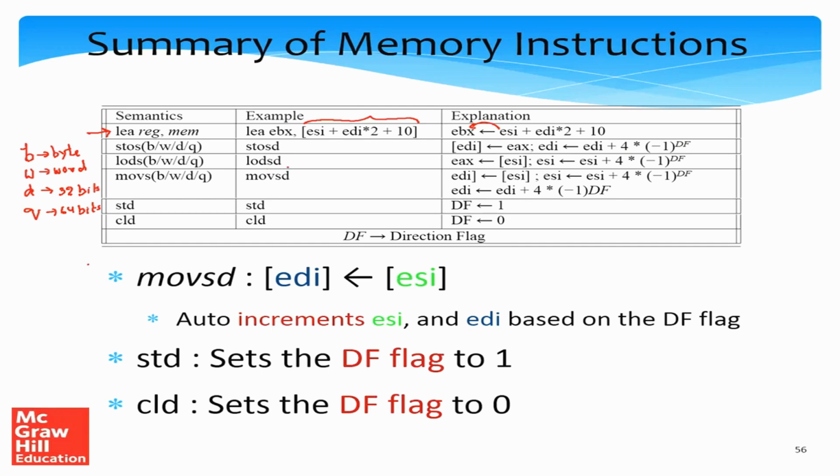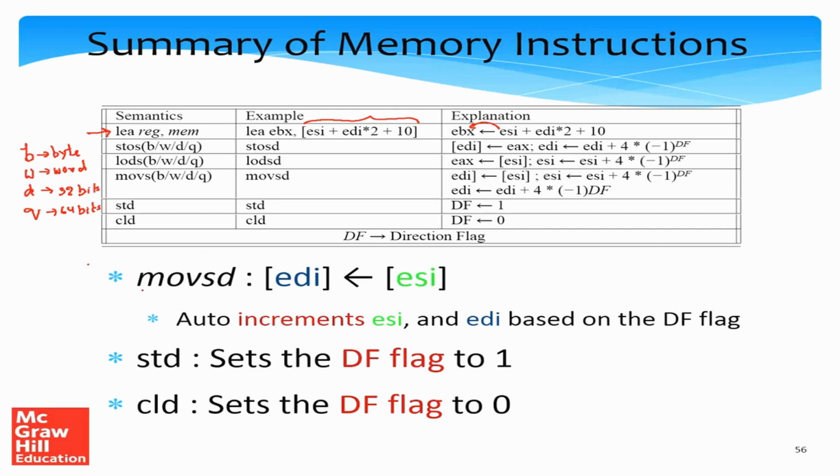LODS has the same format as STOS. We used LODSD, and because it's a 32-bit ISA, LODSQ could have been used if it's a 64-bit ISA. This is the reverse of STOSD. Here the source address in memory is stored in ESI. We read the contents of that, store it in EAX, then we augment ESI. We can either add 4 to ESI or subtract 4 depending upon the value of the DF bit. If the DF bit is 0, we add 4.